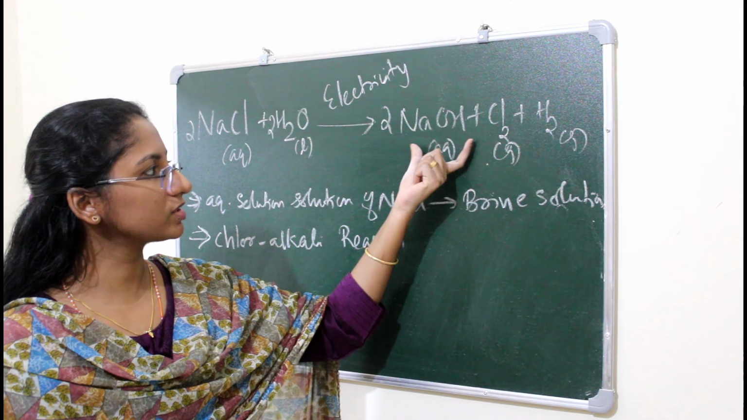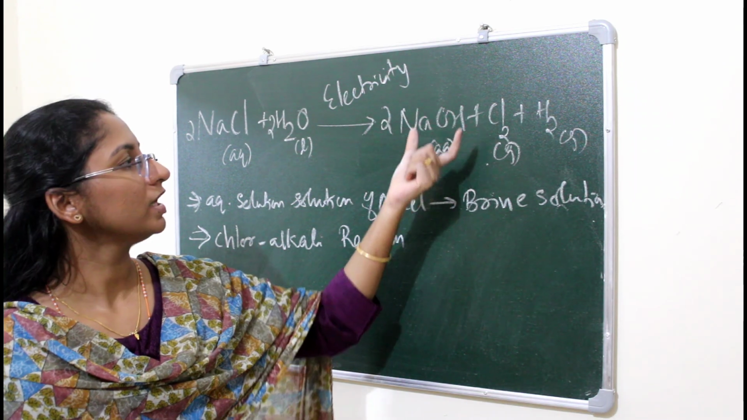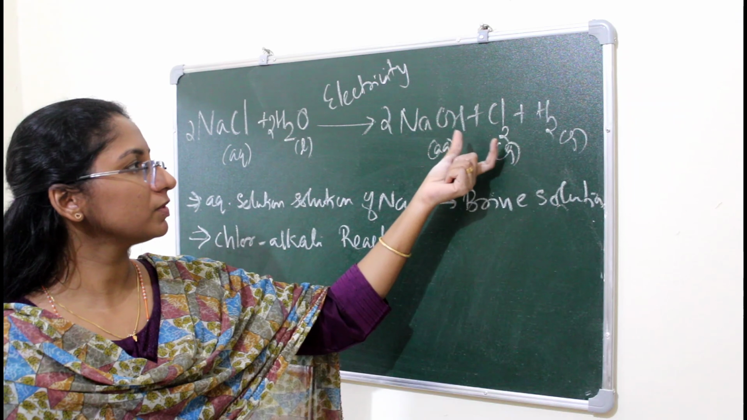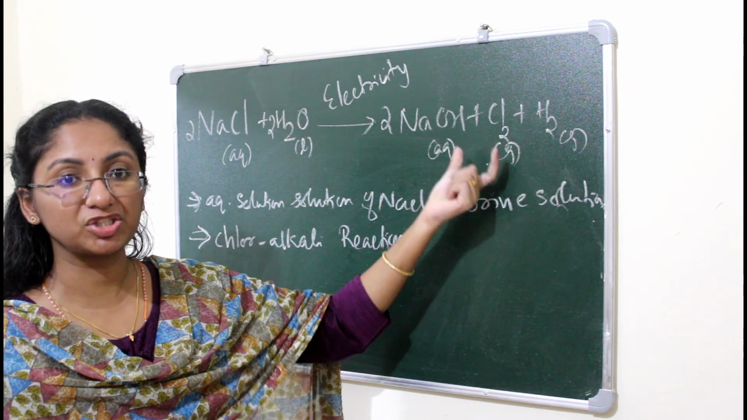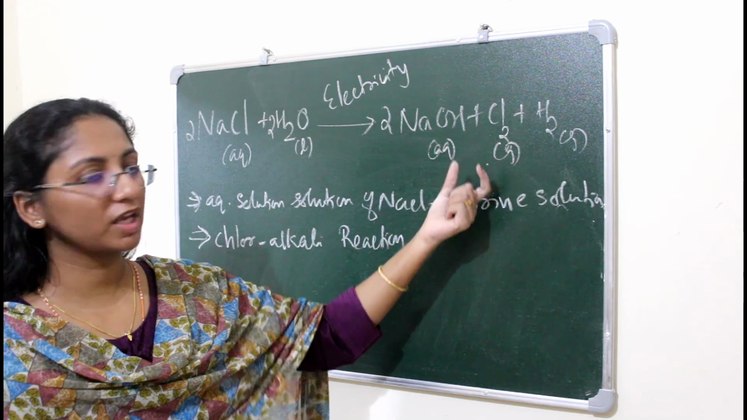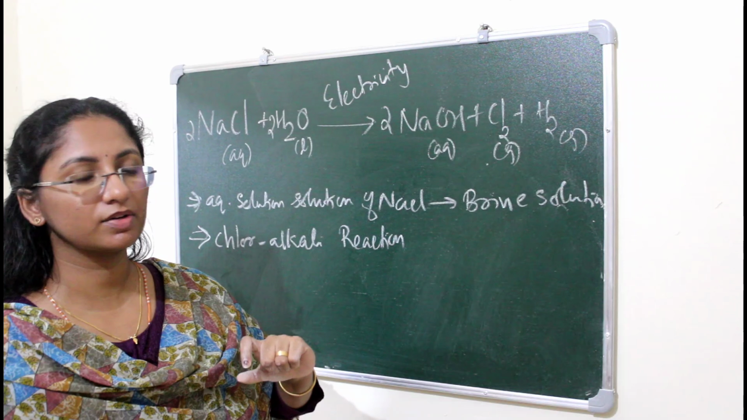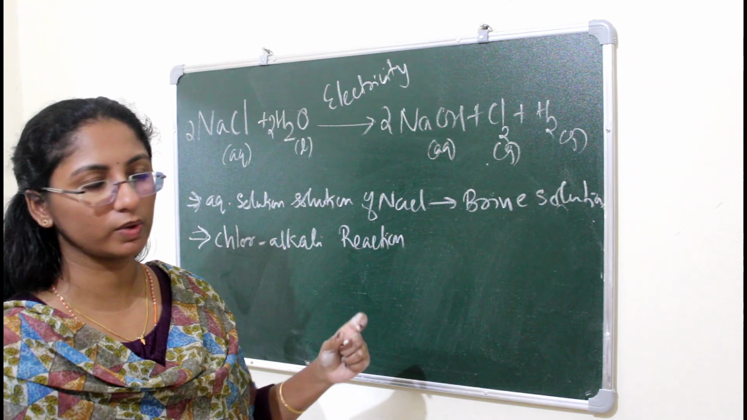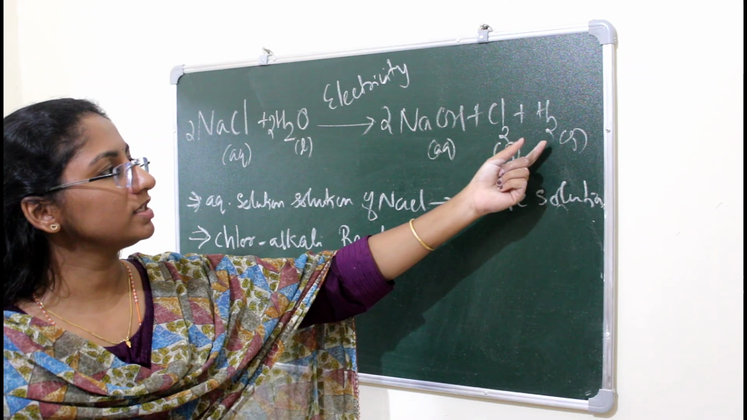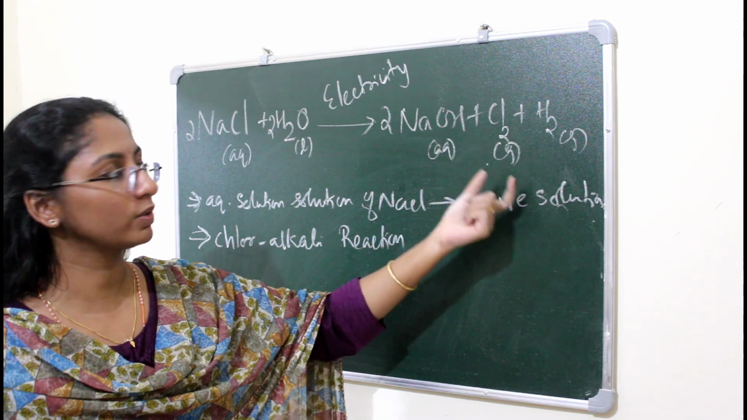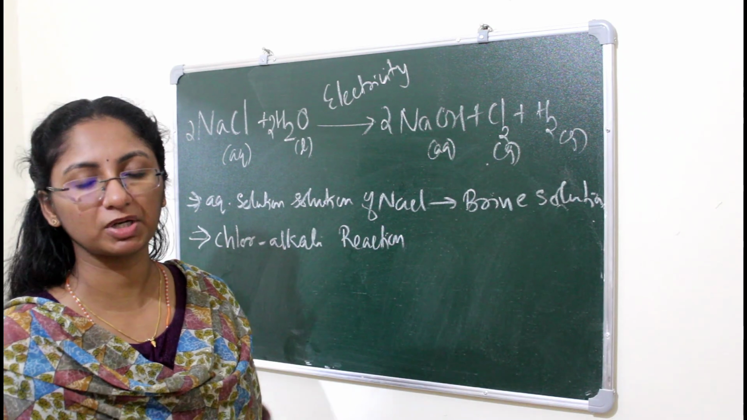This sodium hydroxide can be used for the preparation of detergents, soaps, like that, and there are so many other uses also. Along with this we are getting chlorine gas, which is used for bleaching purposes and purification of water, that means to kill the germs. We use it in the textile industry and paper industry, for bleaching purposes and for disinfectants. We also get hydrogen gas, which is mainly used for the preparation of ammonia.